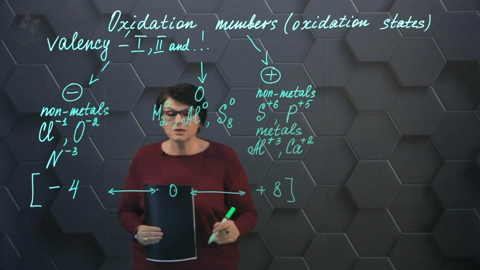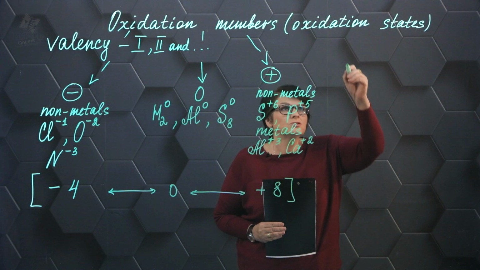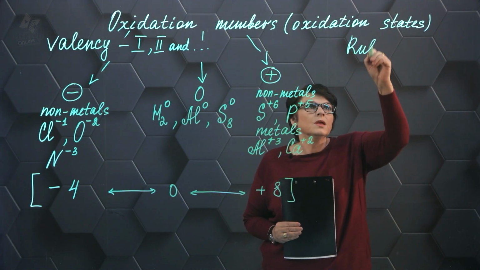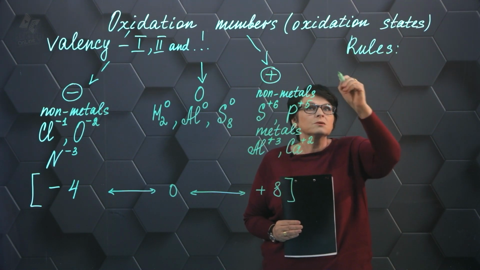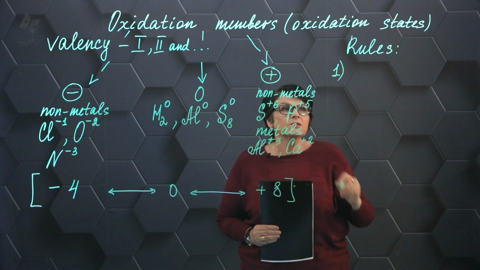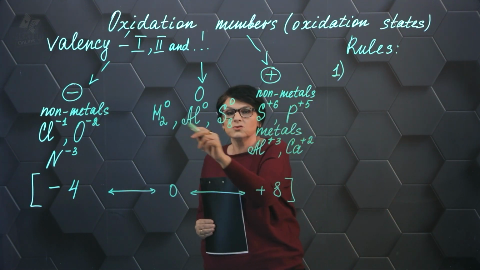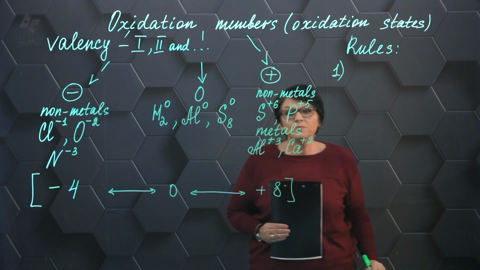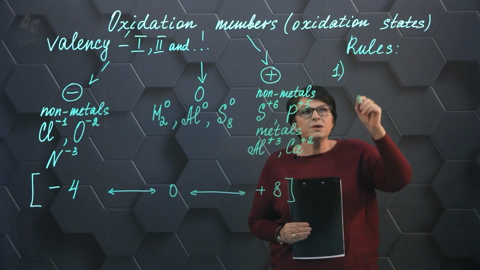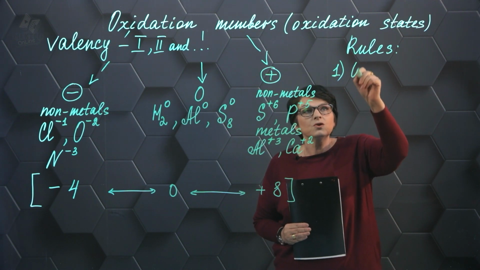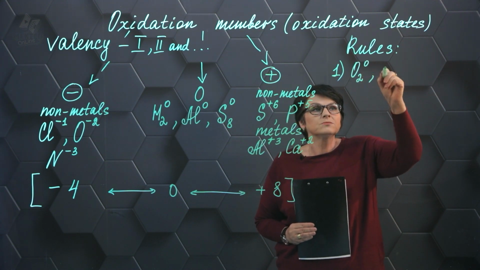There are several rules that we can ascertain from this analysis that are important to remember. So, rule 1, we've already talked about it. Simple substances have zero charges, but again, for example, it's not just O2, let's say, or ozone, O3.